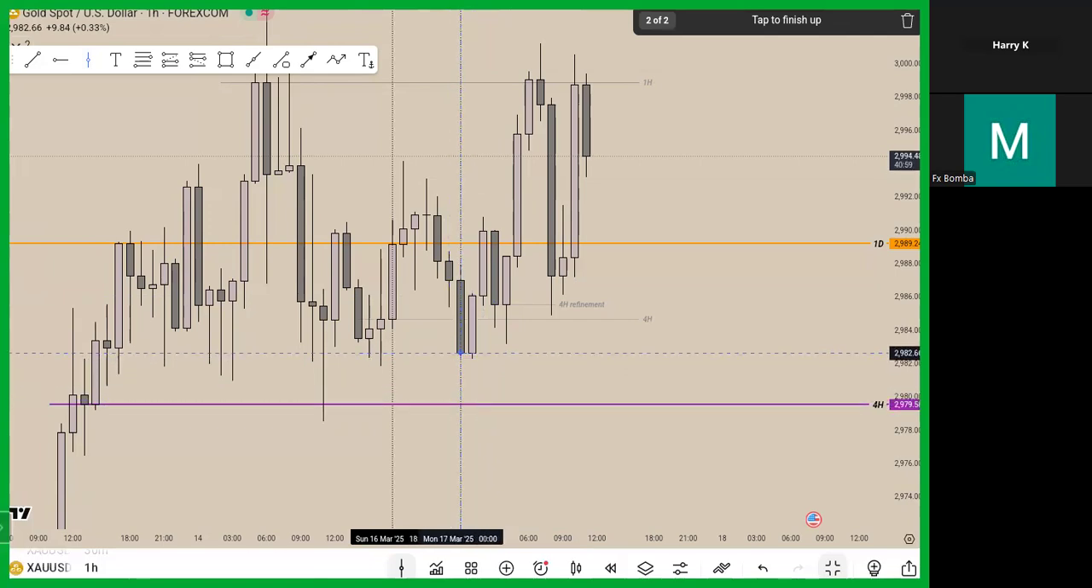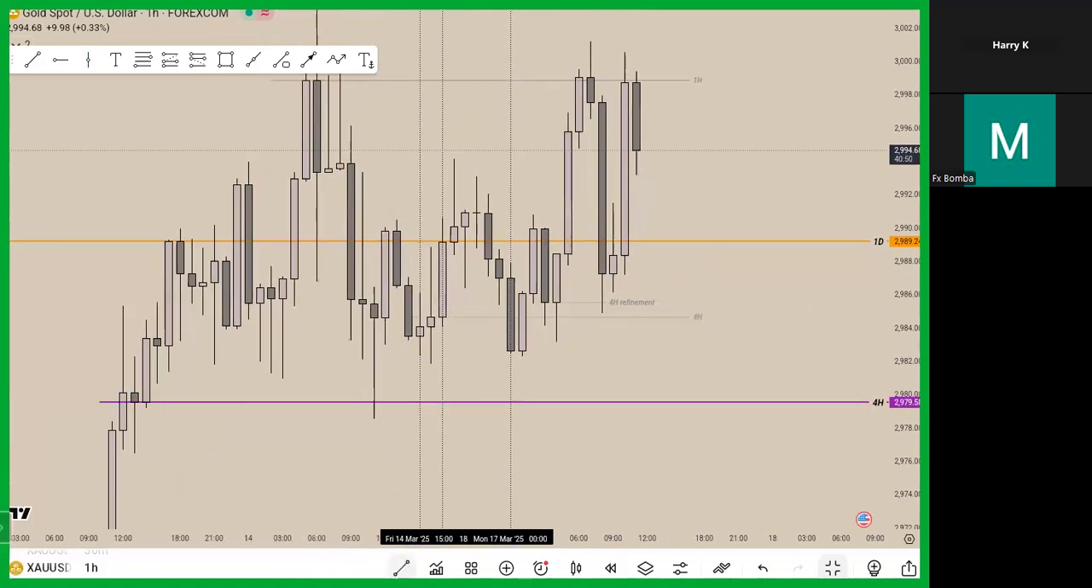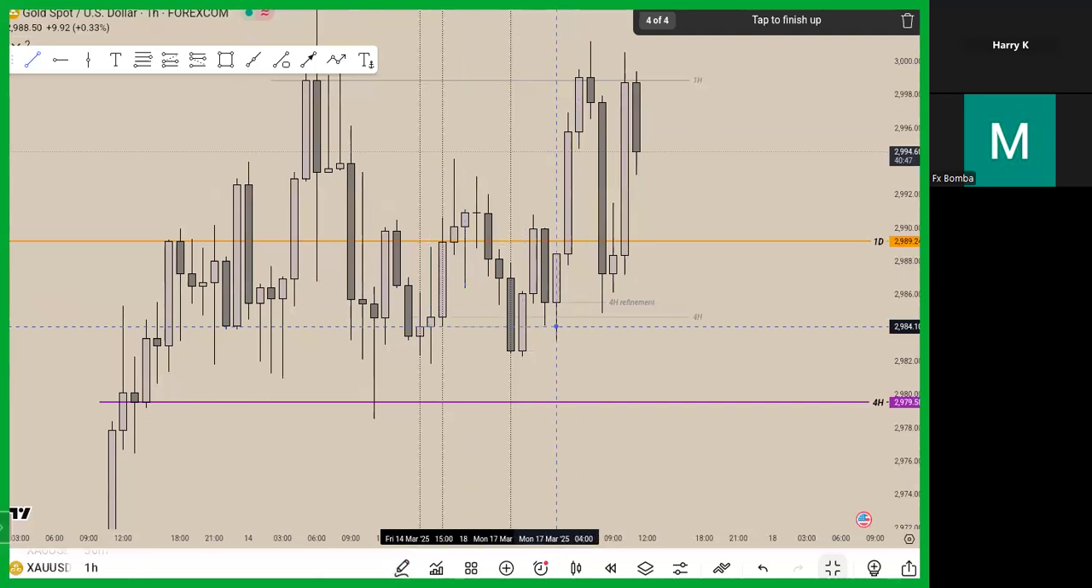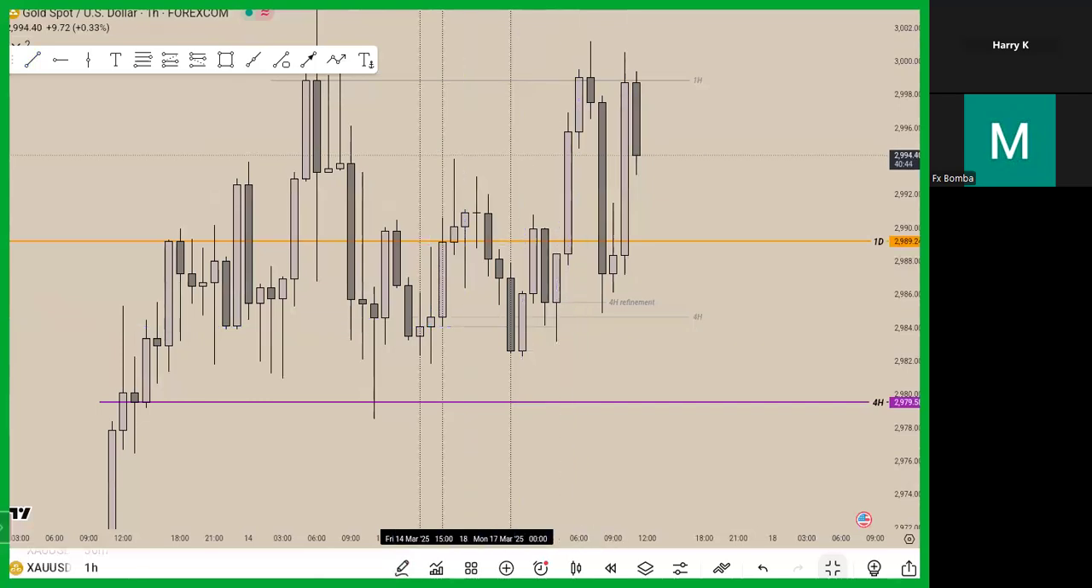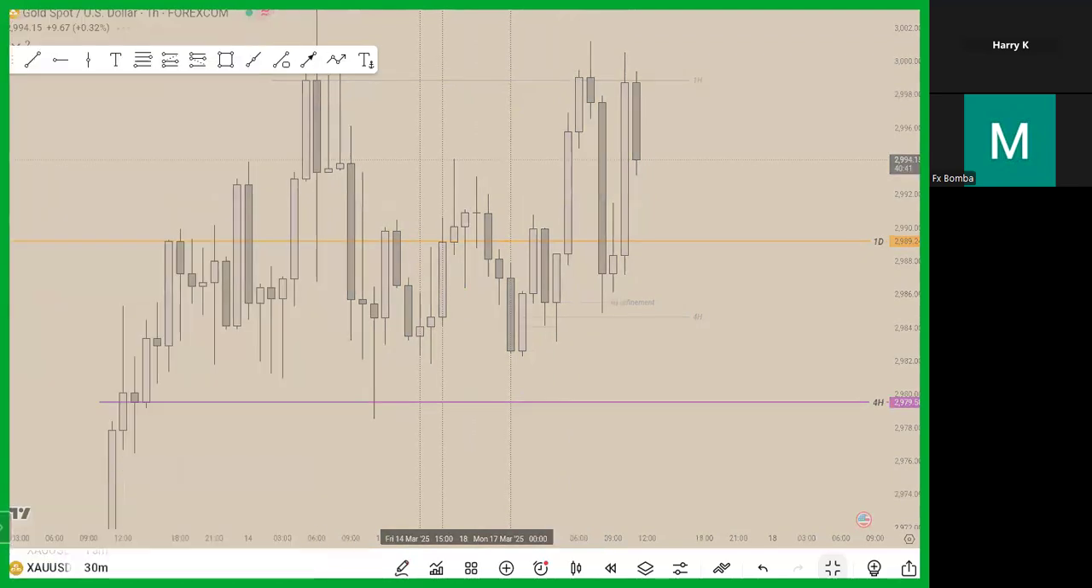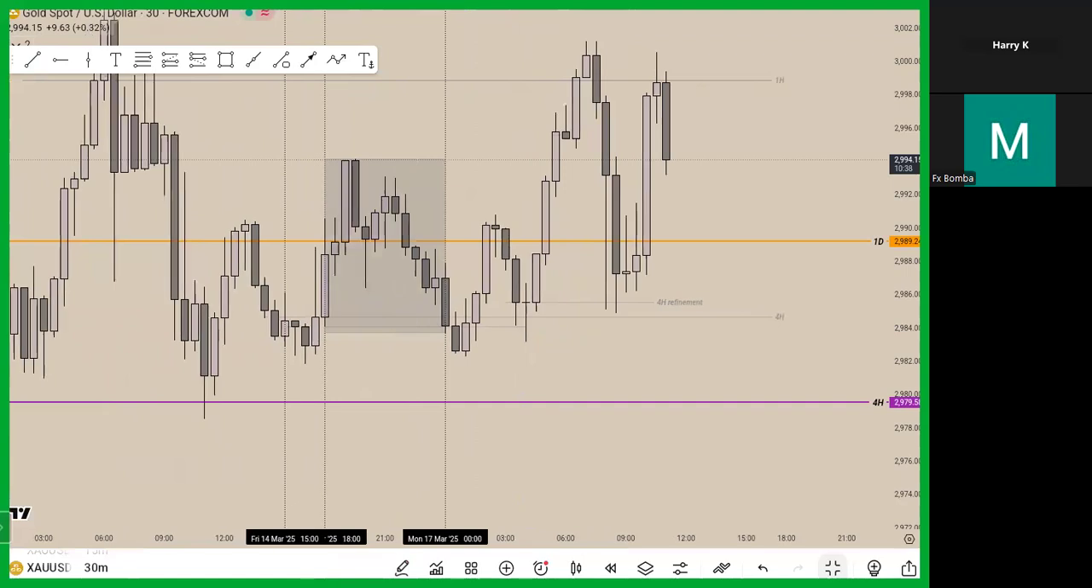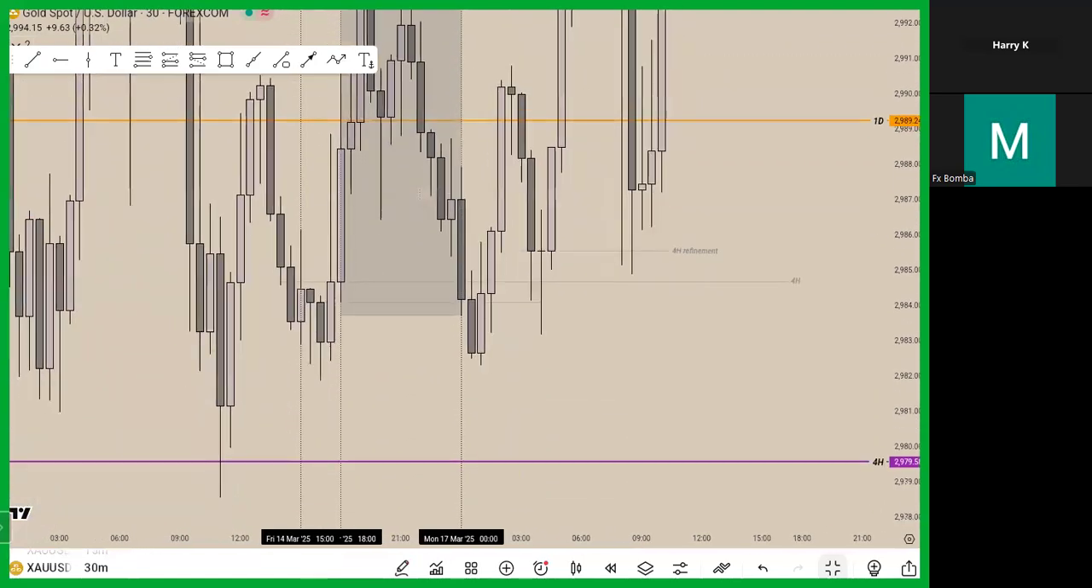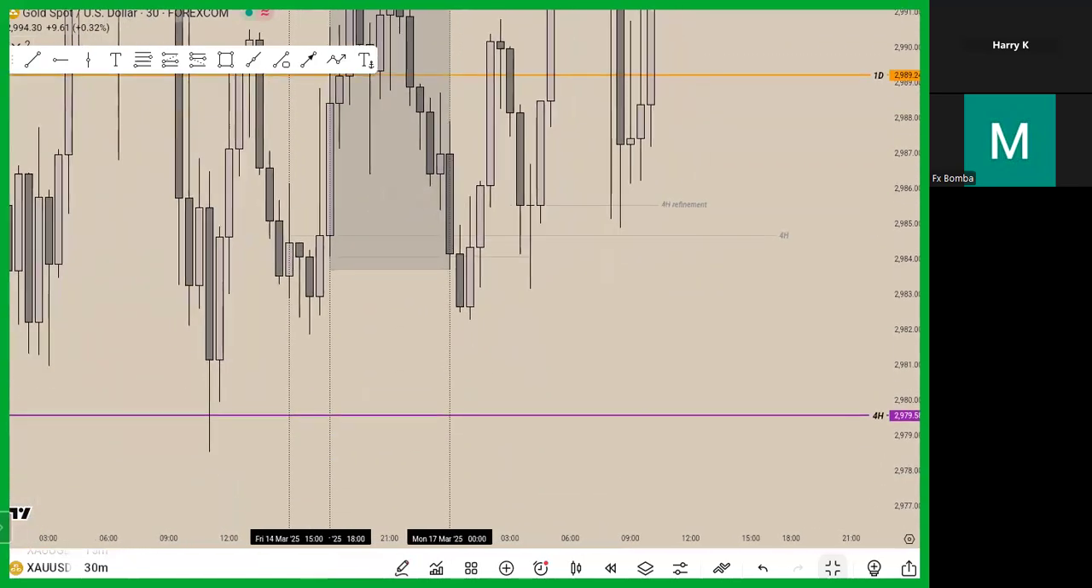So this was the level that we were waiting for H4 to come and reject from. Then we had this level too. Then from there, you go to either M30 and start looking for your key level. So we have those two levels, created before London.